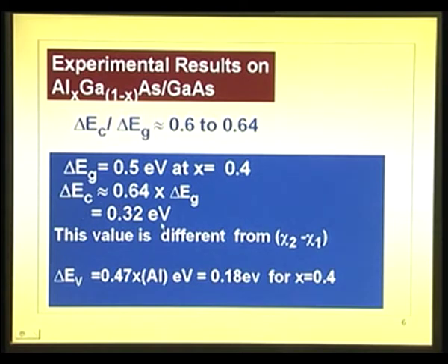So, delta Ec is this. Okay. Now, this value is different from chi2 minus chi1. Chi2 minus chi1 is quite different from this. Okay. Now, also they have seen delta Ev obeys the formula 0.47 times x of aluminum. So, x is 0.4, you get 0.18. So, 0.18 plus 0.32, 0.5, which is that. So, now let us see what is the trick here.